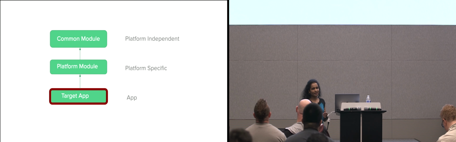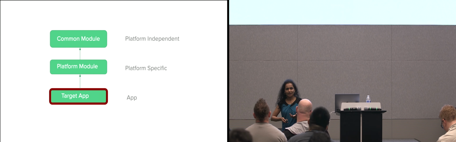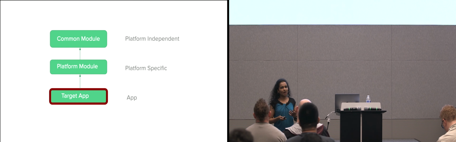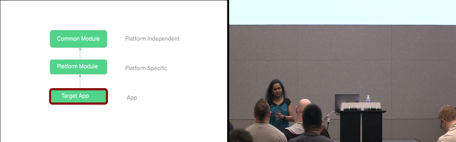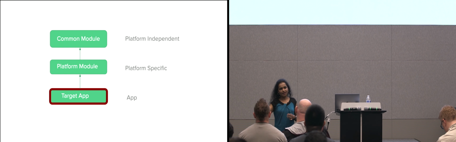And why do we really need a target app module? As I mentioned earlier, Kotlin is not going to be taking care of all the platform specific things. So we have to definitely implement an app per platform. That way, the UI can still be handled by the platform app itself.